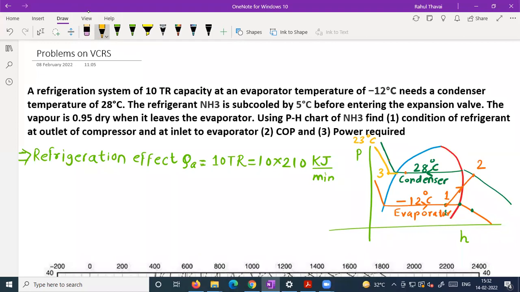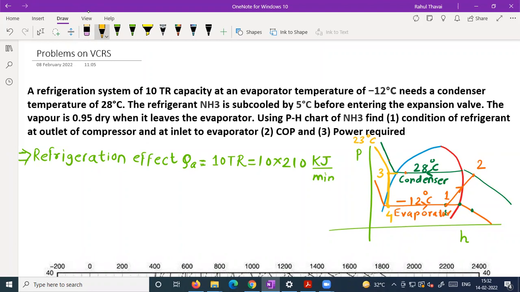See, 2 to 3 occurs in a condenser. And 3 to 4 is obviously a straight line, the isenthalpic process. It occurs in an expansion valve, that is the capillary tube. So I'll mark this point number 4 here. Try to understand: 1 to 2 occurs in a compressor, 2 to 3 occurs in a condenser, 3 to 4 occurs in a throttling device like an expansion valve or solenoid valve, and 4 to 1 occurs in the evaporator.